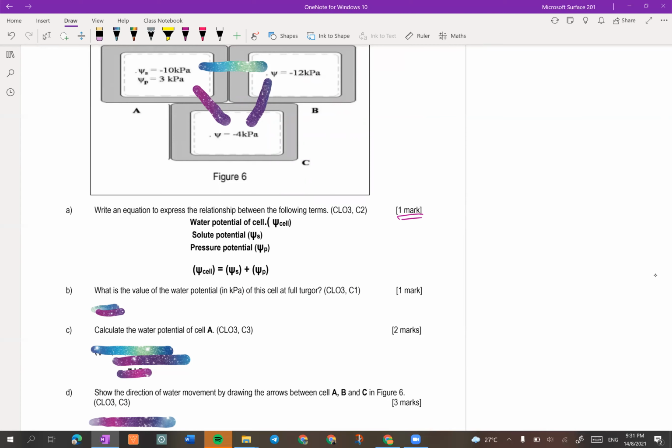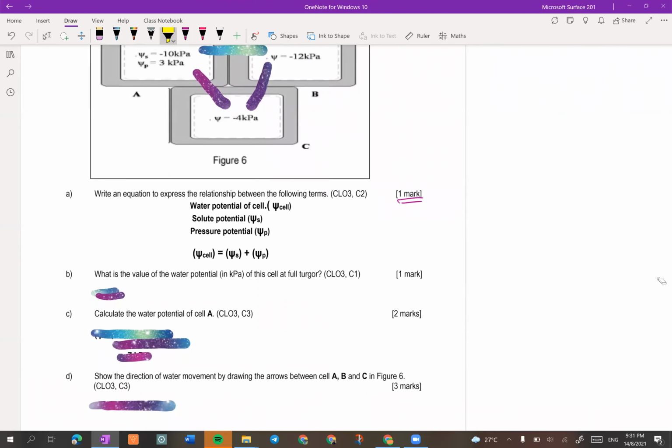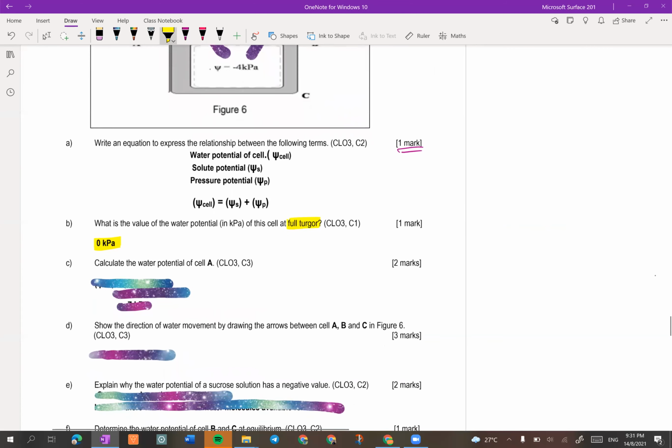This is very sad, isn't it. So what is the value of water potential in kPa of this cell at full turgor? This is quite interesting. Full turgor means very turgid. If it is turgid, its water potential is the same as pure water, which is 0 kilopascal. So do remember about this one. Okay, it comes out many times.